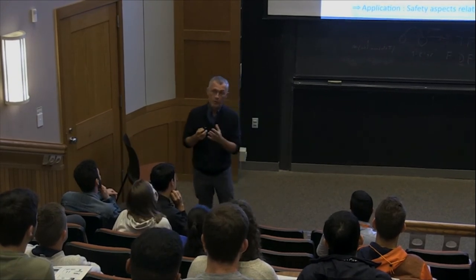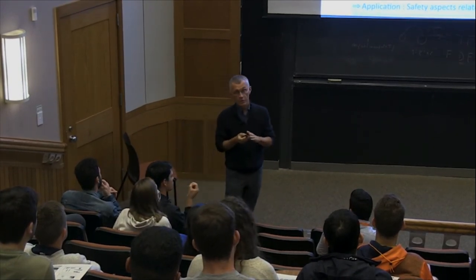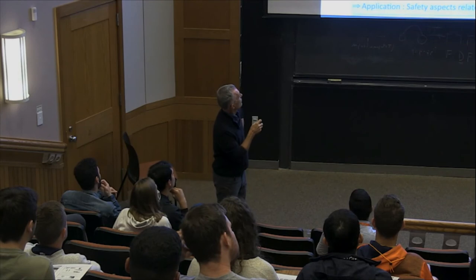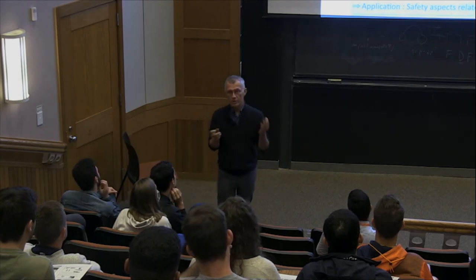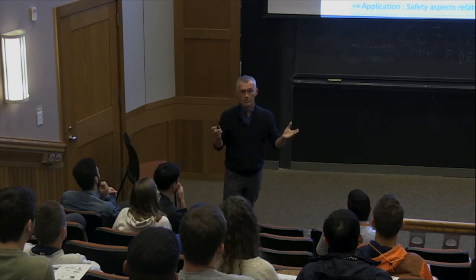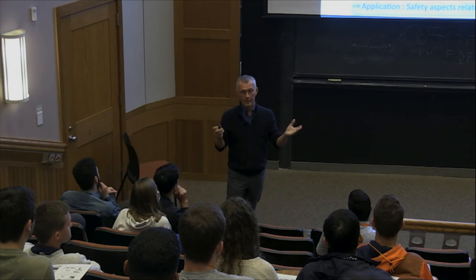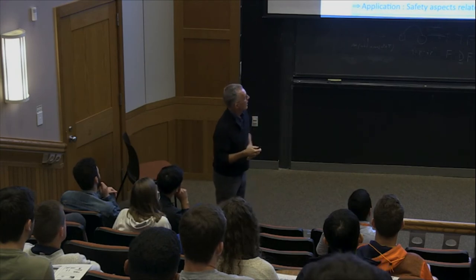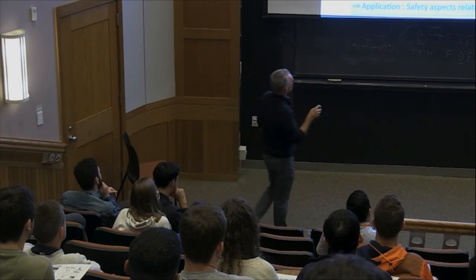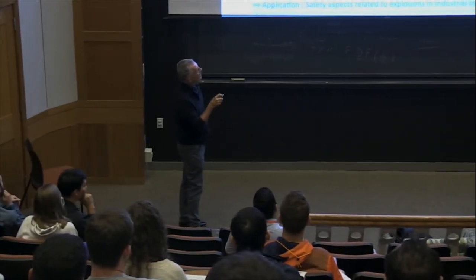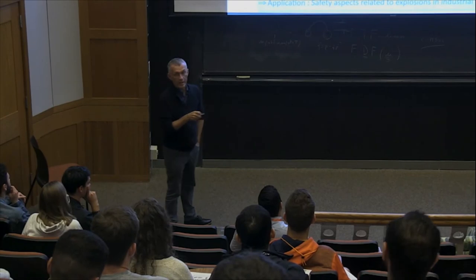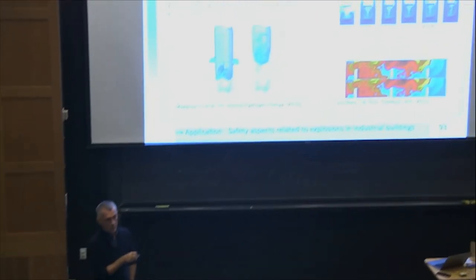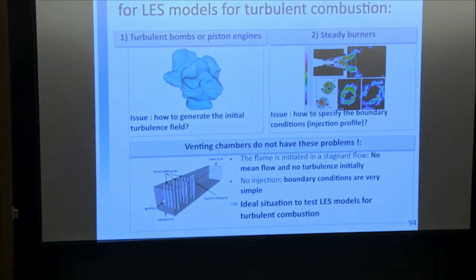From the point of view of a turbulent combustion modeler, it's an interesting case because the boundary conditions are well known, and the initial conditions are clear. There is no flow. So when you start your computation, it's very clean. U equals zero everywhere, ignite, and compare. And so you find in the literature multiple venting chambers, and being able to predict ignition and flame propagation there and overpressure on the walls is, of course, a key question.